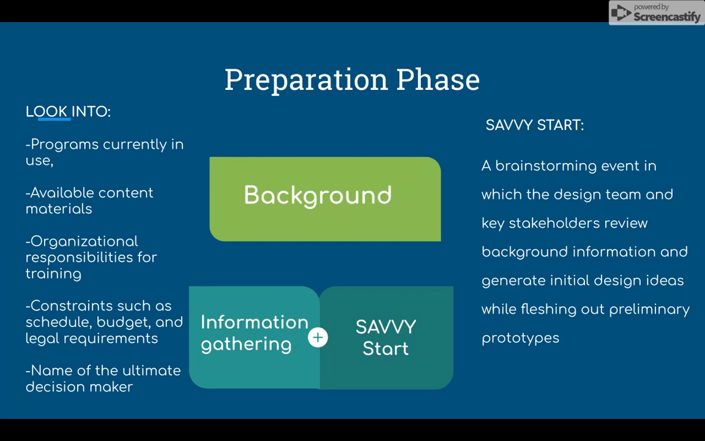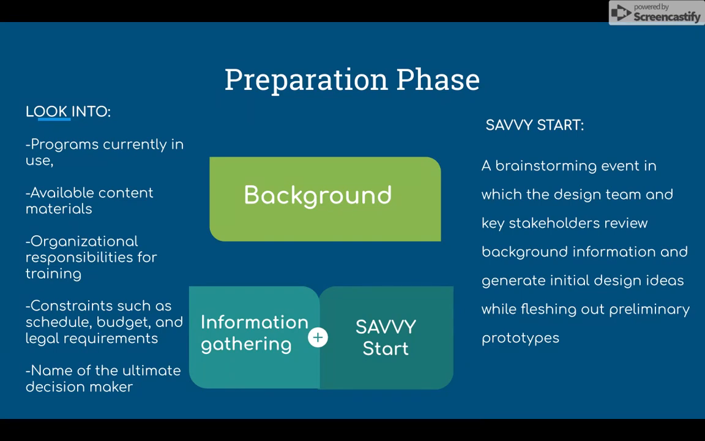During the preparation phase, the project team determines key aspects that will help set the target, identify special issues, and rule out options. The first part of the preparation phase is information gathering. Information to be gathered during this phase includes the programs currently in use, available content materials, organization responsibilities for training, constraints such as schedules, budgets, and legal requirements, and the name of the ultimate decision maker.